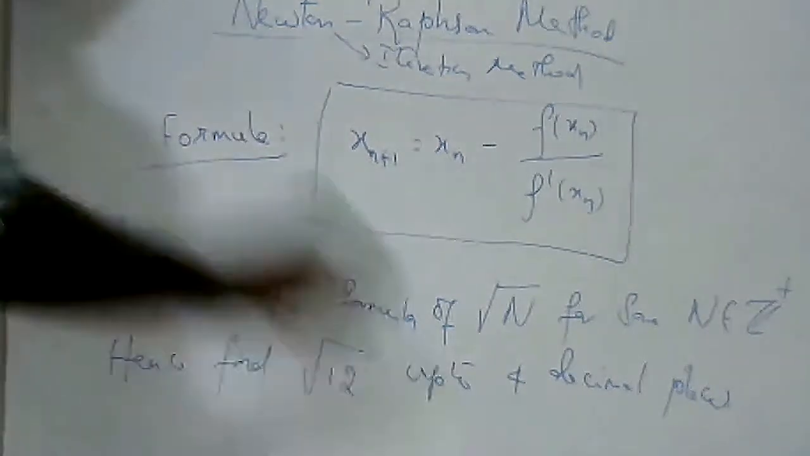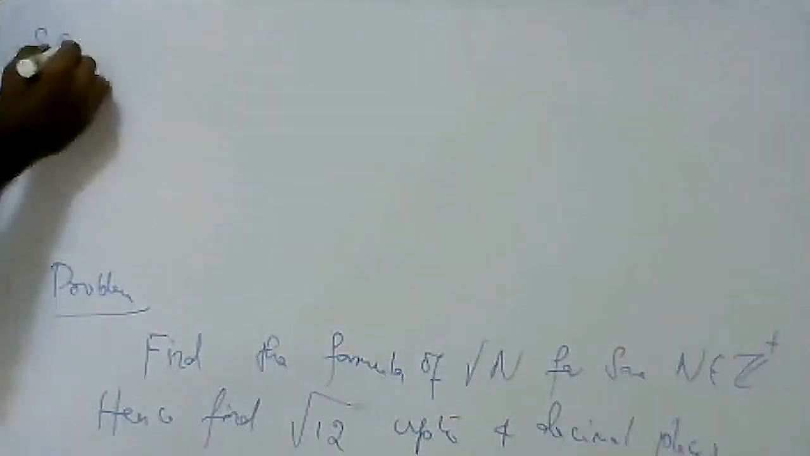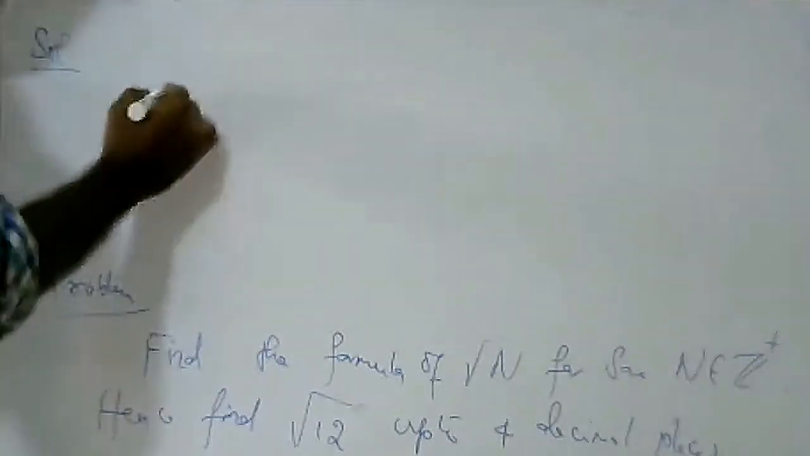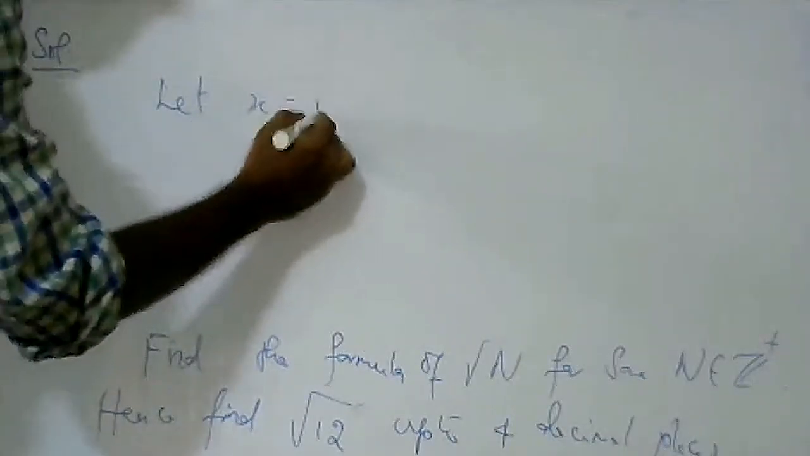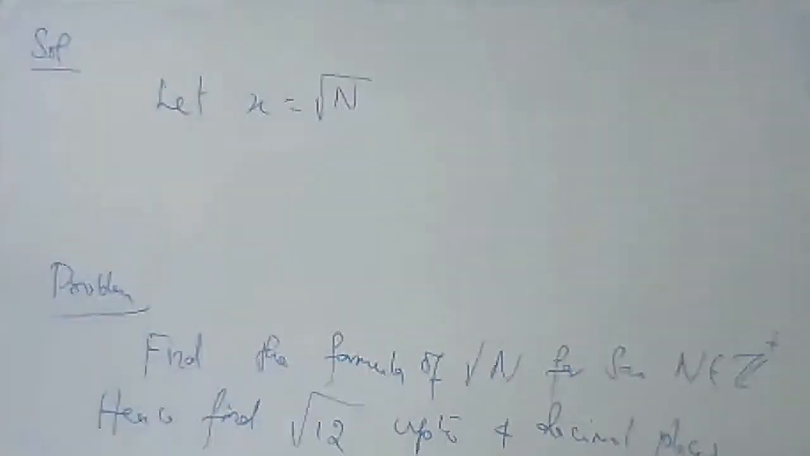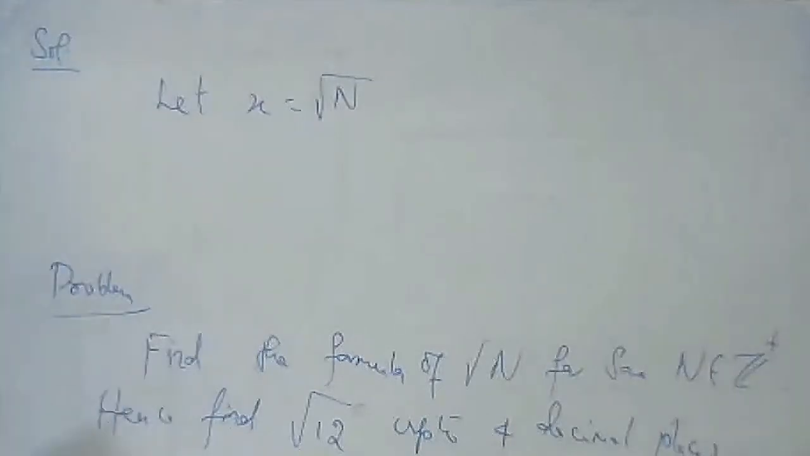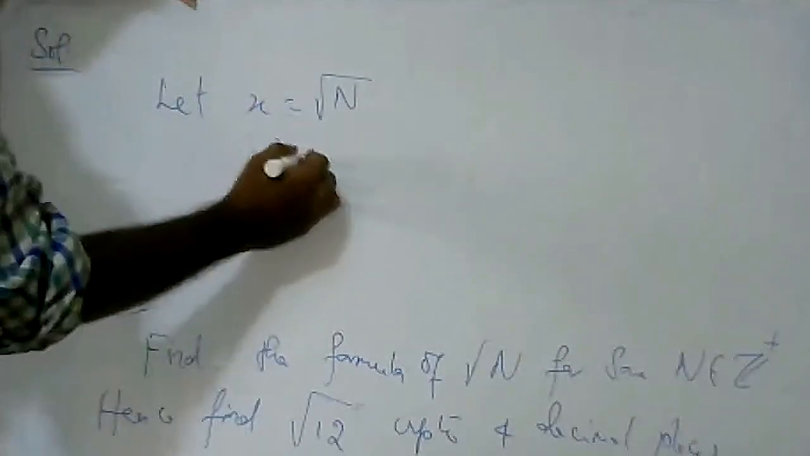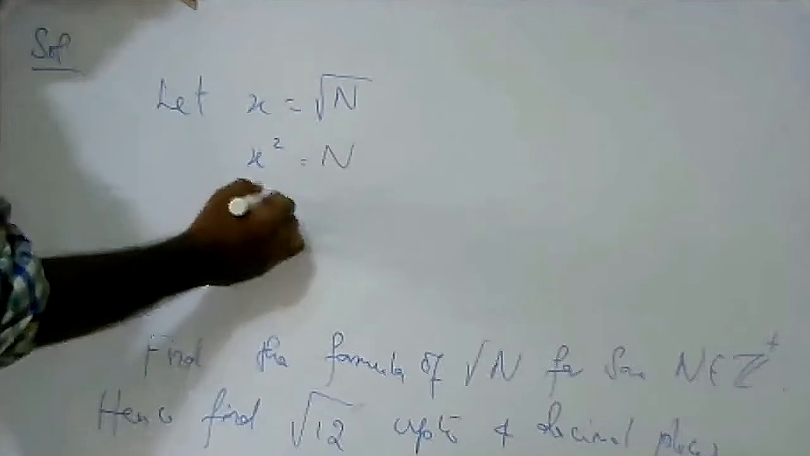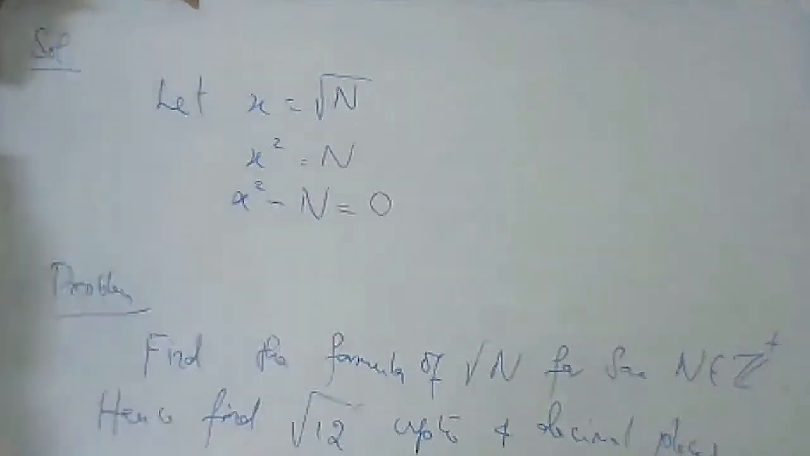Okay, the solution. First, let x equal to root n. This is the first step. Since they asked us to develop an iterative formula for root n, I am just taking x equal to root n. So squaring on both sides, I get x square equal to n. Therefore, x square minus n equal to 0.